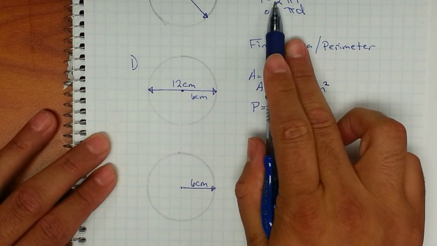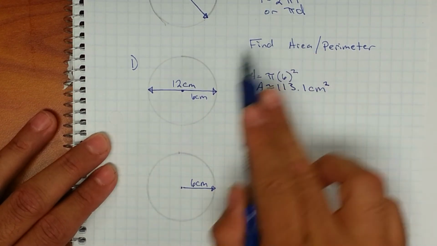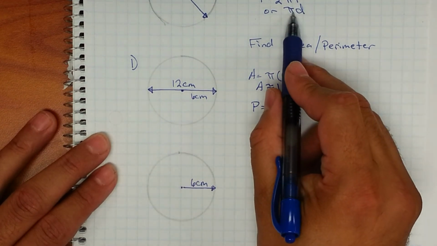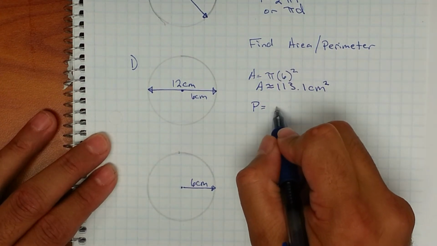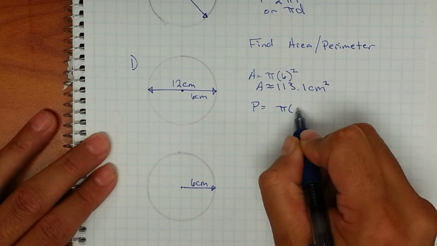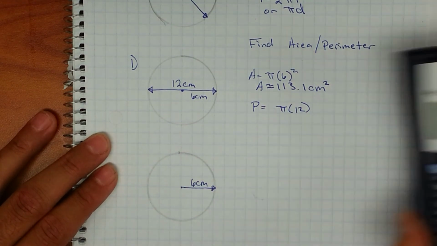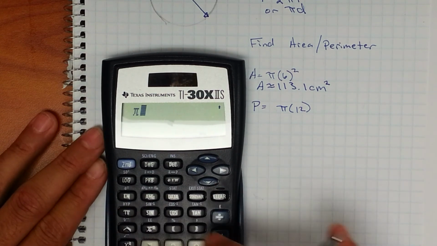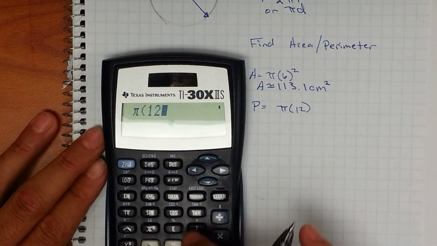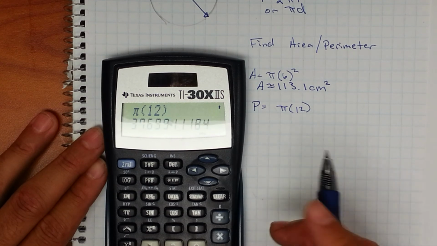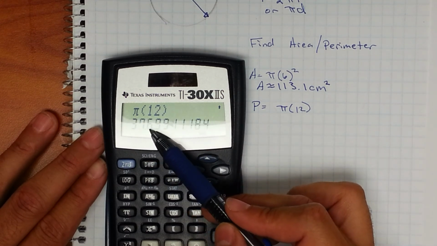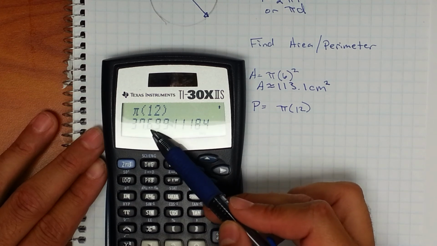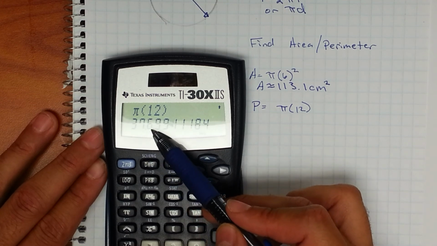So now let's do my perimeter. So formula perimeter, I'm going to use this one down here because it already gives me the diameter. So I'm just going to use that one. So it's going to be pi times diameter. So it's pi times diameter, which is 12. 37.699. So now this 9 is going to make that 6 go up. So it's going to be 37.7.